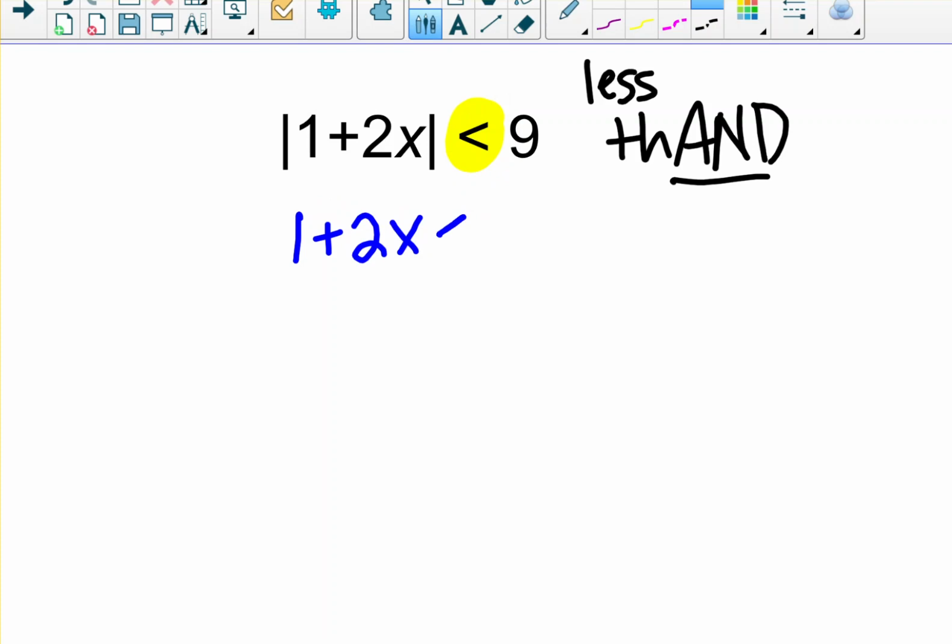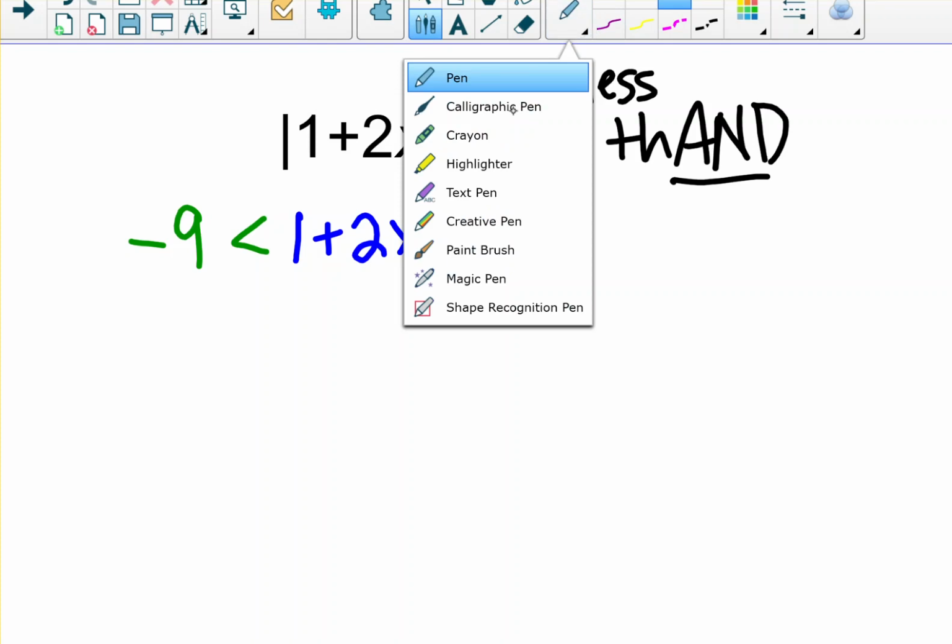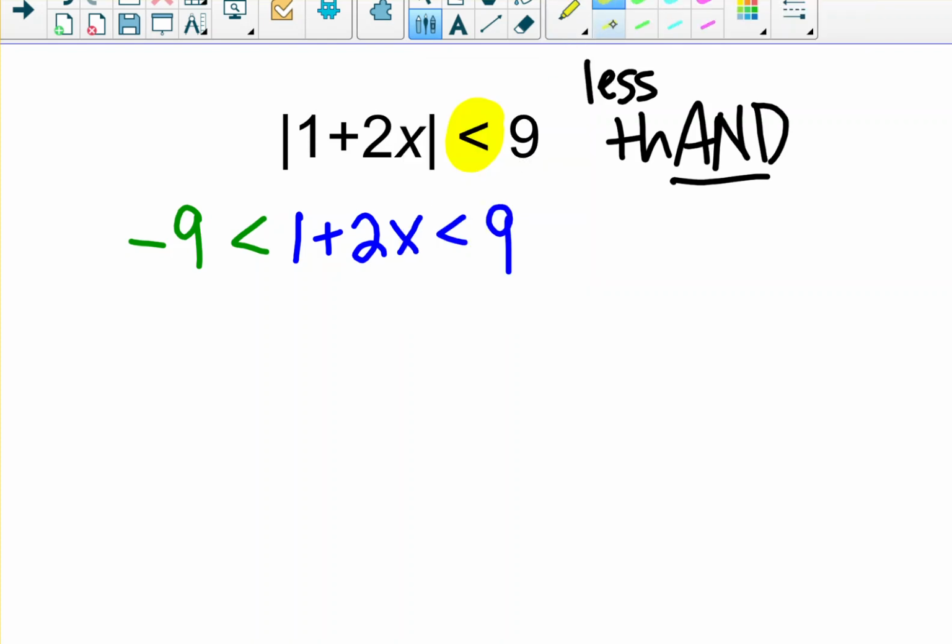and I'm going to rewrite this as an and problem. So I have my less than 9, and now we know with an and problem we have our variable in the middle, bigger number on the right, smaller number on the left with some form of less than. So I add a less than sign over here, and I'm going to make the number be the negative value of whatever I had over here. So since this is 9, this is going to be a negative 9.